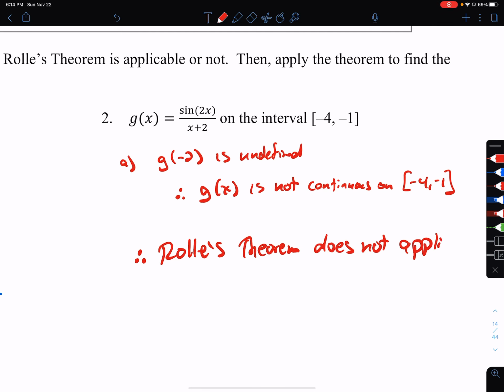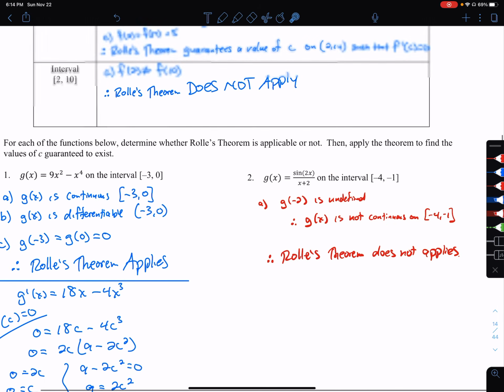If Rolle's theorem does not apply, that means there's no guarantee there's going to be a place on this function between these x values where f prime is equal to 0. It could happen. It may happen, but there's no guarantee.